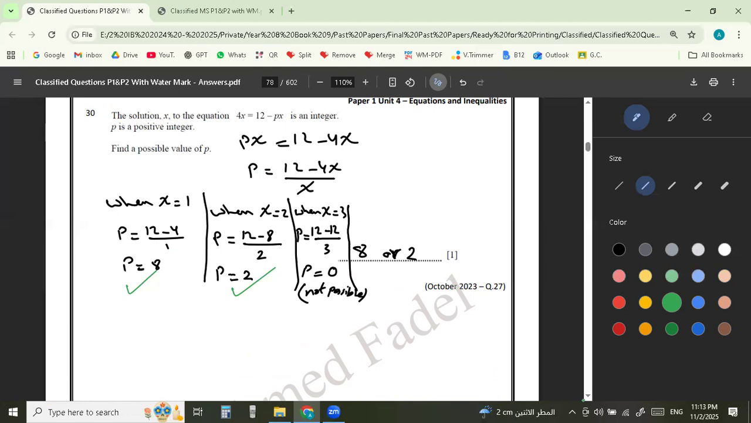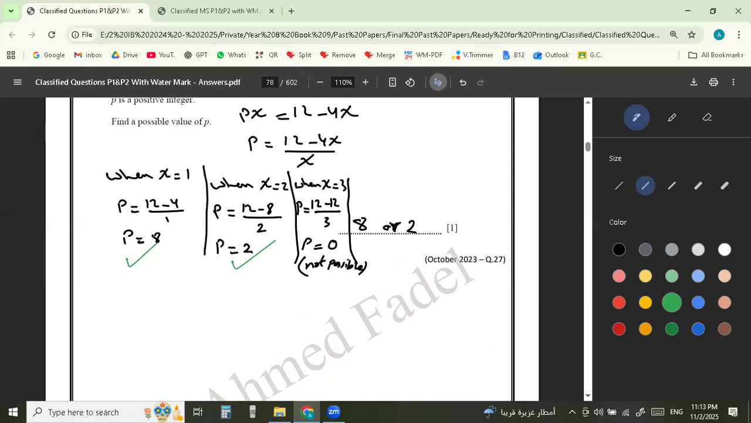So the only two possible values that you will get for p are 8 and 2. Repeat this question again. Listen to my answer for another time. It will start making more sense when you listen to the answer again.